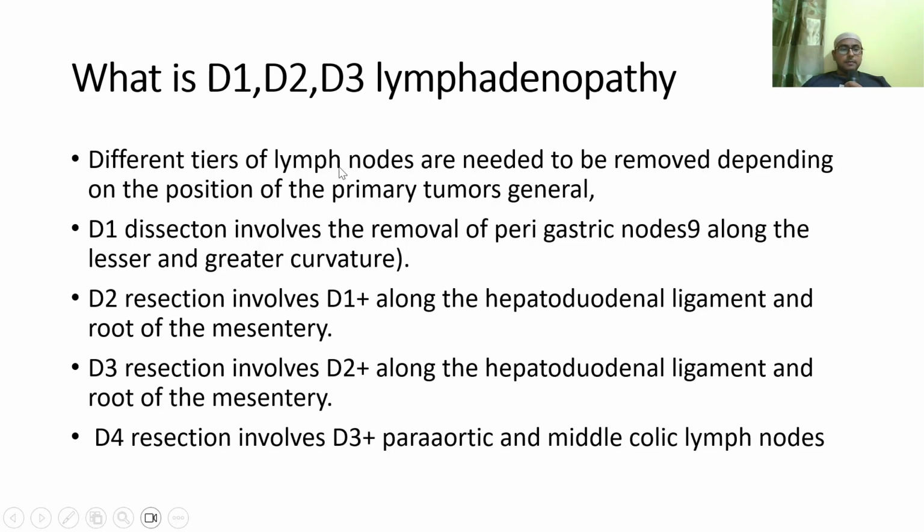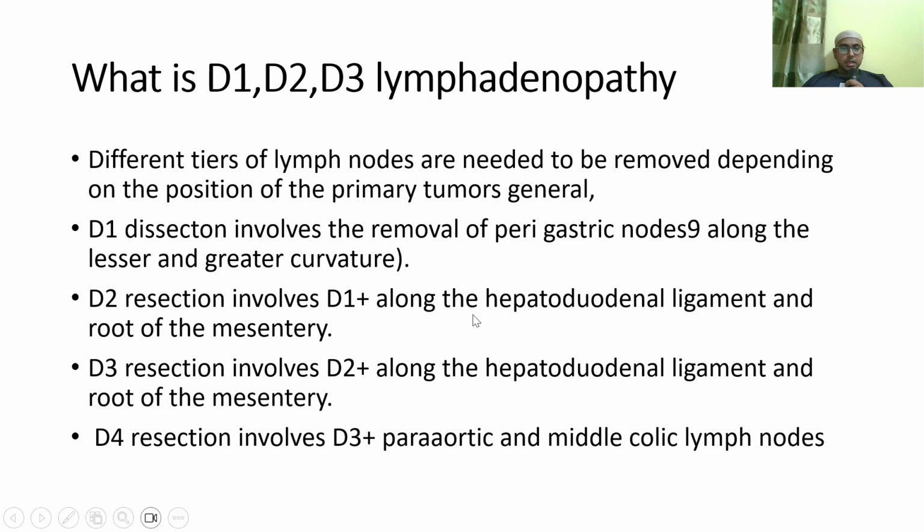Different types of lymph nodes are needed to be removed depending on the position of the primary tumor. D1 dissection involves the removal of perigastric nodes along the lesser and greater curvatures. D2 dissection means D1 along with the hepatoduodenal ligament and the root of the mesentery. D3 dissection involves D2 plus the hepatoduodenal ligament and the root of the mesentery. D4 dissection involves D3 and para-aortic nodes and middle colic lymph nodes.